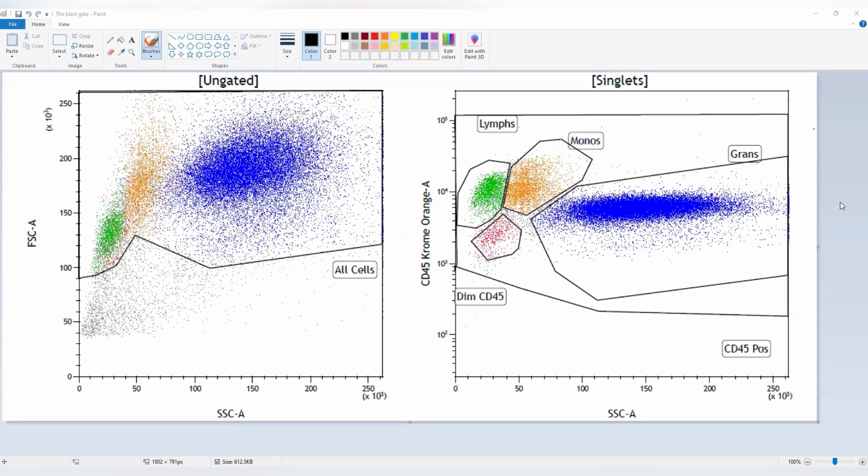I'm a third year pathology resident, and today I'm going to be talking about the interpretation of flow cytometry in acute myeloid leukemia. So let's get started.